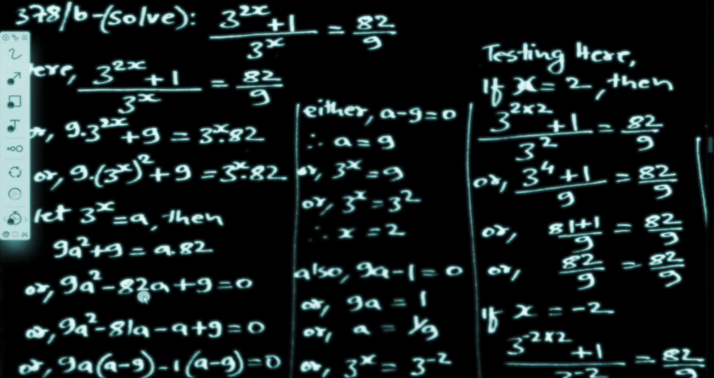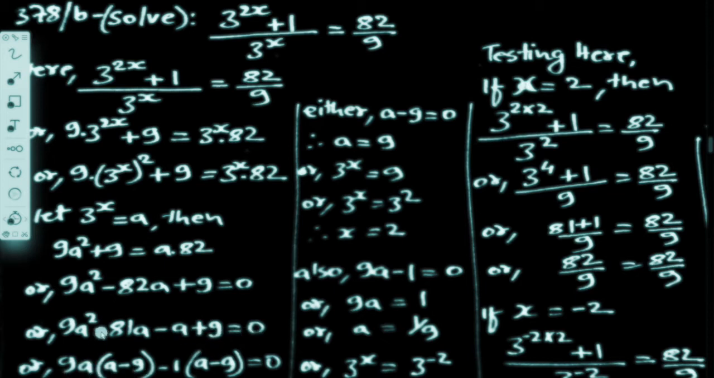From this expression, we should get the factorization. From the factorization method, we should get the factors of this expression. After getting the factors, only then can we get the required value. So see here, 9a squared minus 81a minus a plus 9 equals 0. We break the middle part: 82 is split into two parts, 81 and a. So 9a squared minus 81a minus a plus 9 equals 0.